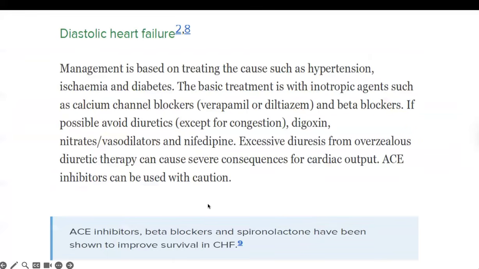in diastolic heart failure, management is based on treating the cause, such as hypertension, ischemia, diabetes. The basic treatment is with an ionotropic agent, such as calcium channel blocker or beta blocker. So if the question asks what is the main treatment for diastolic heart failure, the main treatment is beta blocker or calcium channel blocker, because these blockers can reduce the heart rate. And if it can reduce the heart rate, heart will get enough time to relax. So this is the basic or the most appropriate medication. So beta blocker or rate limiting calcium channel blocker.